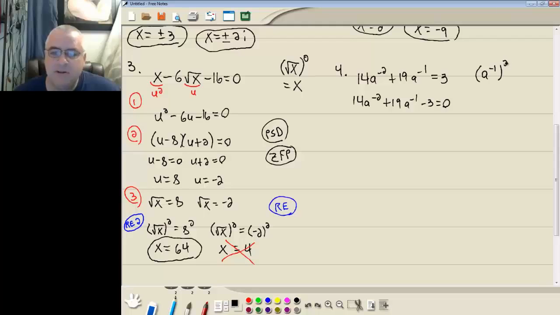Again, if you take your middle part and you square it, let's see if it gives us our first part. Remember, when you're raising an exponent to another exponent, you multiply them together. Negative 1 times 2 gives us negative 2, which does equal that. So it is going to check. So our first step, let the middle part, the a to the negative 1, be u. Again, that never includes a number. Then the first part, which is a to the negative 2, be u squared. So this becomes, after the u substitution, 14u squared plus 19u minus 3 equal to 0.